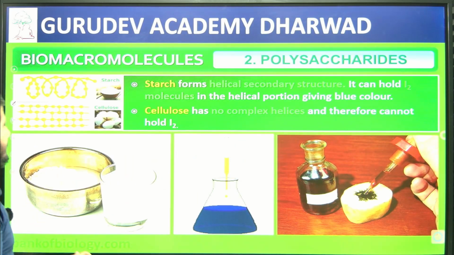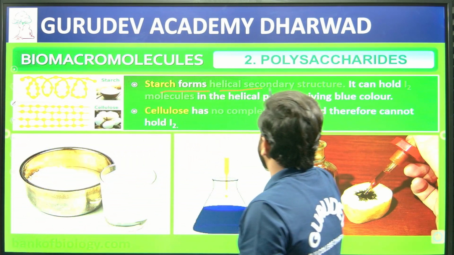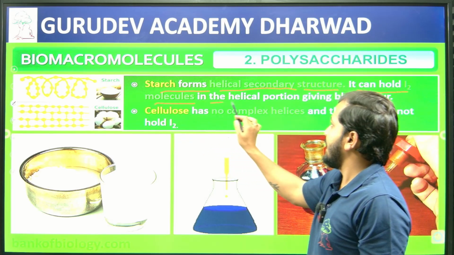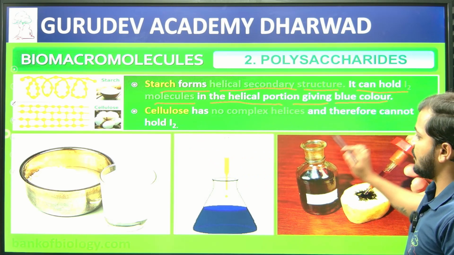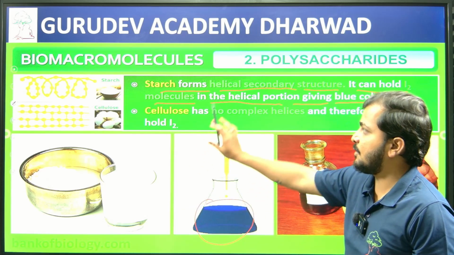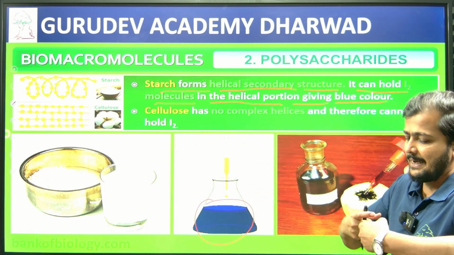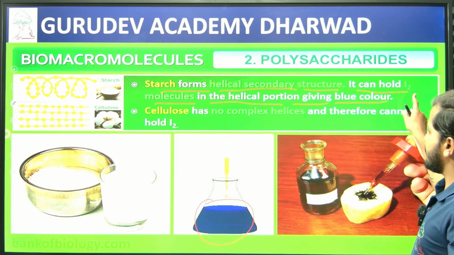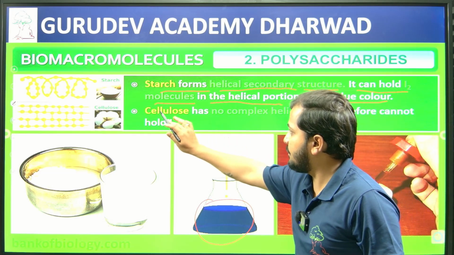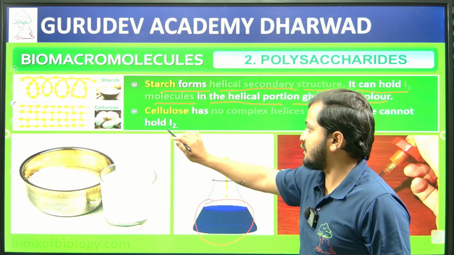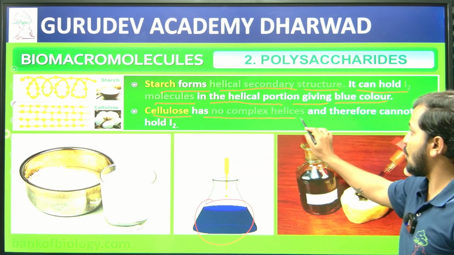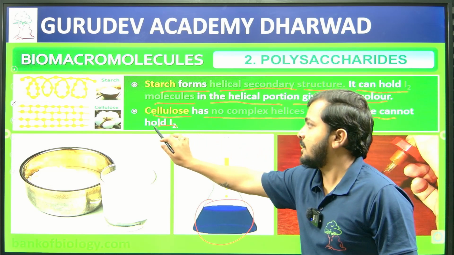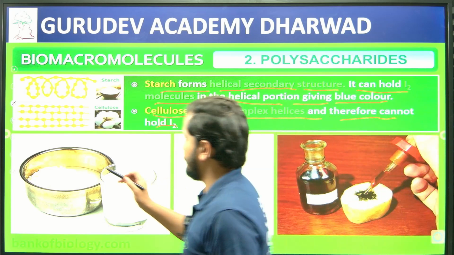So likewise, starch forms a helical secondary structure, and it can hold an I2 molecule, iodine molecule, in the helical portion, giving blue color. So blue colored solutions are what you find with starch. It has a socket, and in the socket it can hold iodine, right? So majorly it gives blue color when it comes to starch. Then cellulose has no complex helix majorly, and therefore cannot hold iodine.